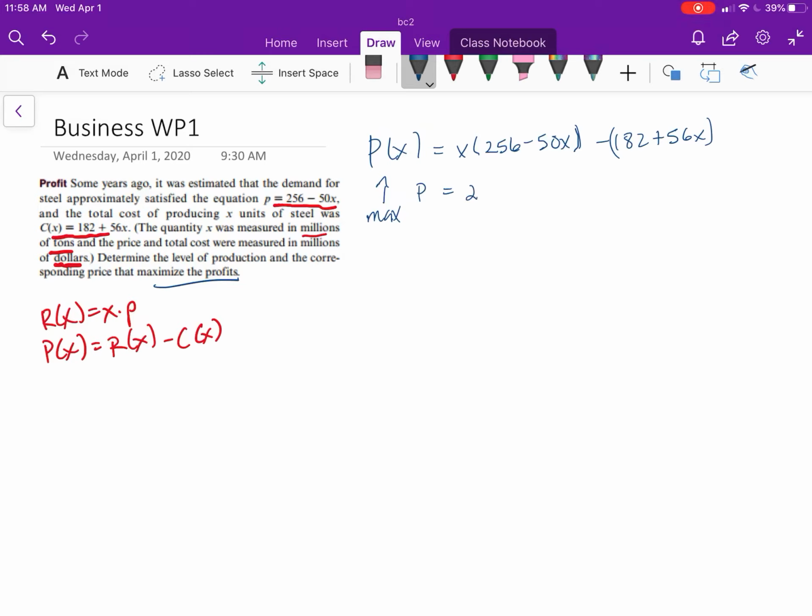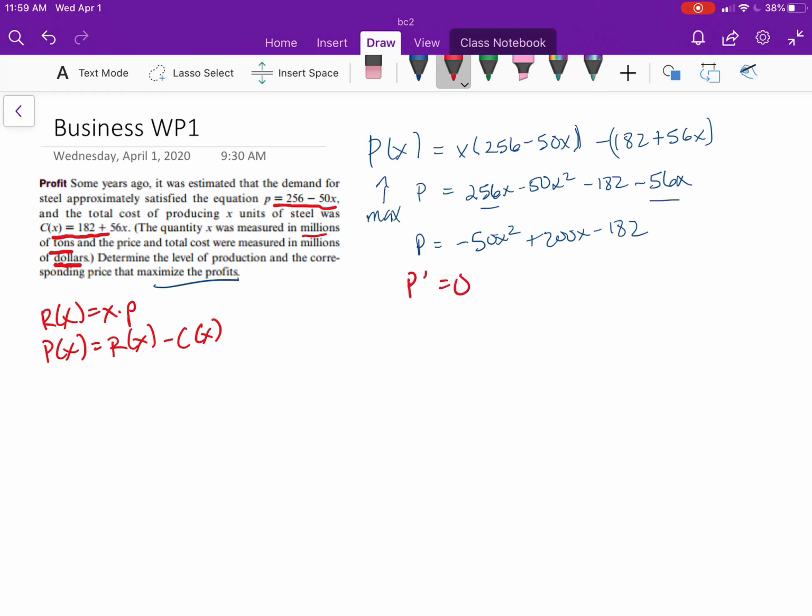So the profit is 256x minus 50x squared minus 182 minus 56x. Okay, so really only these two combine. So we know the profit then is equal to negative 50x squared plus 200x minus 182. That's what we're trying to maximize. Let's do derivative.